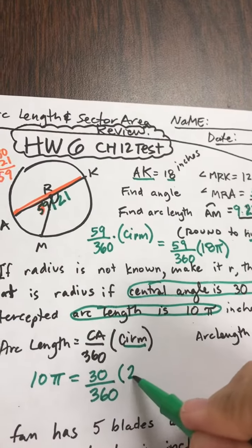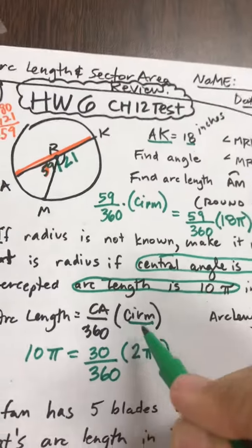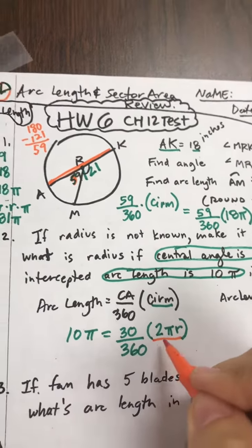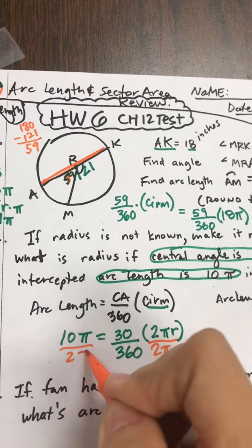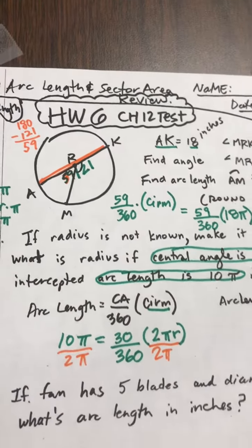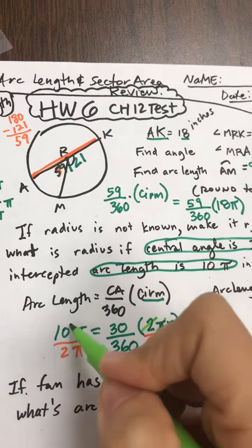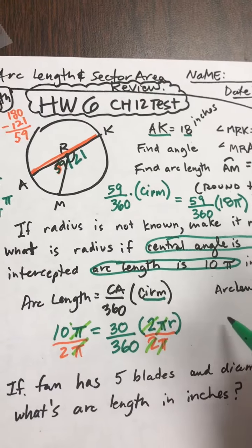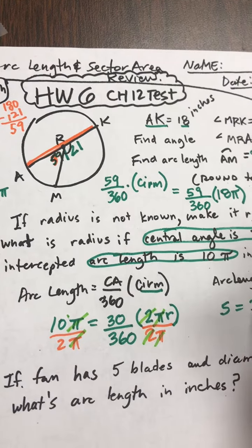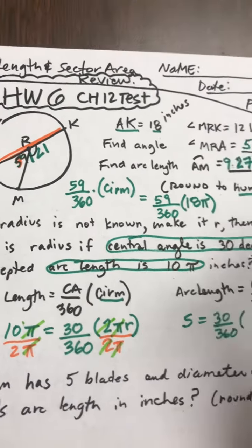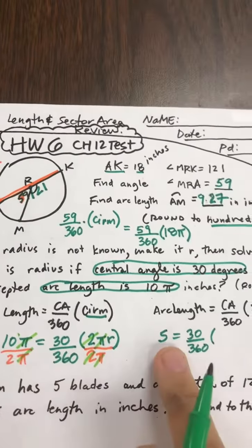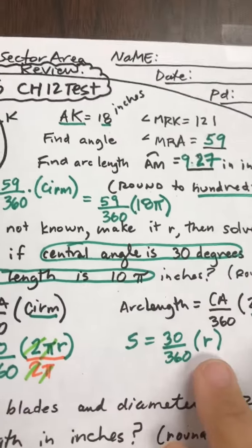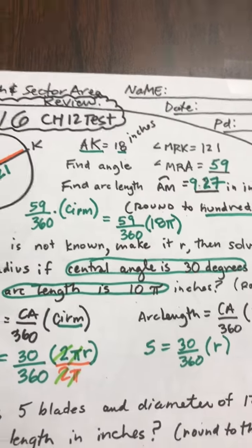So I can write this 2 times pi times r because that is what the circumference is. Now let's just do a little algebra. If I divide 2 pi on both sides, these will cancel. I notice 10 divided by 2 is 5, so I'm going to rewrite the equation we have here. This would be 5. That's still there, and this is our r. So it's still being kept there.